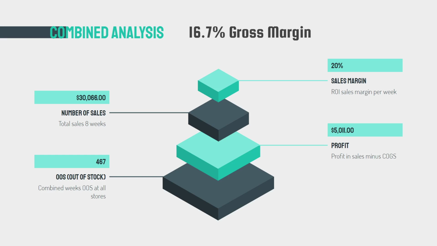So here's my overall analysis, the combined analysis, and you can see here that there was $30,000 worth of sales within 8 weeks in all 10 stores. The sales margin, or the ROI back from that, it's the same calculation, just a different name, was 20%. The gross margin technically is 16.7%. That's what I calculated, but we'll go with the 20%. The profit from all stores combined was $5,011.